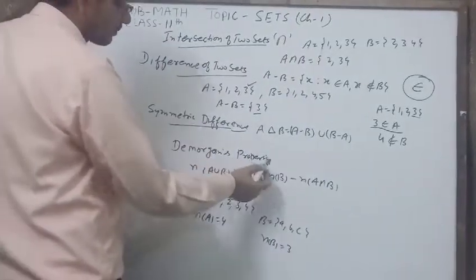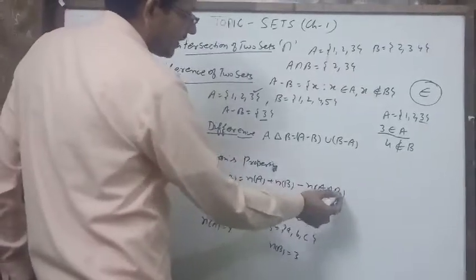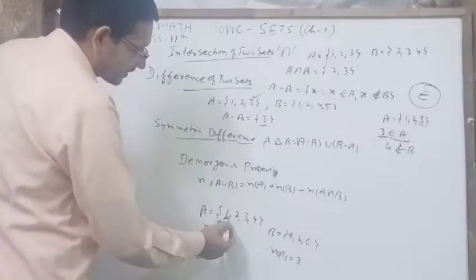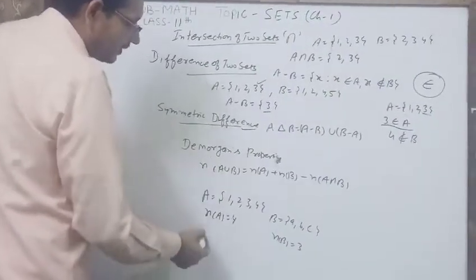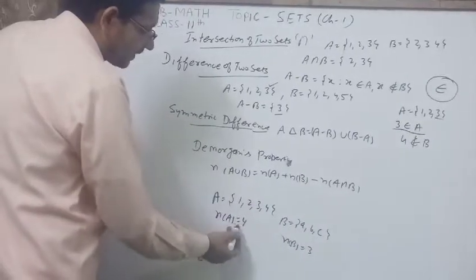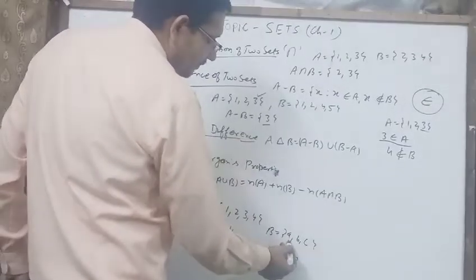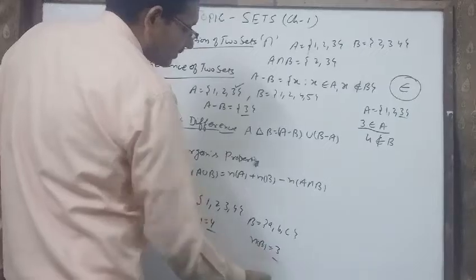Next property, De Morgan property. n(A union B) equals n(A) plus n(B) minus n(A intersection B). n denotes cardinal number. A is a set 1 2 3. How many elements? 1 2 3, there are four elements, sorry, 1 2 3 4, four elements. So the cardinal number of A is 4. Again a set B, A B C, there are three elements, so the cardinal number of B is 3, right?